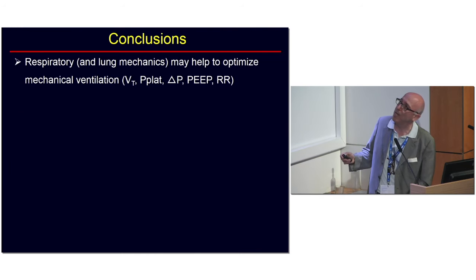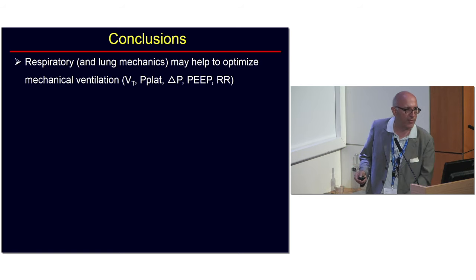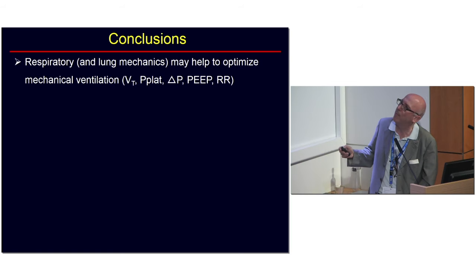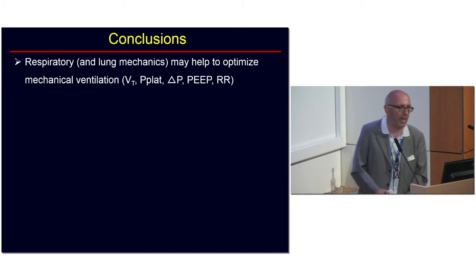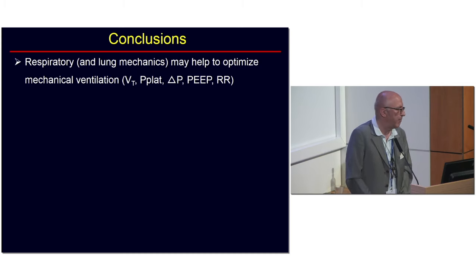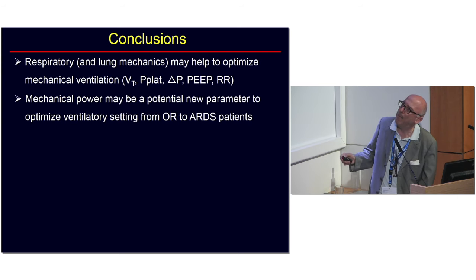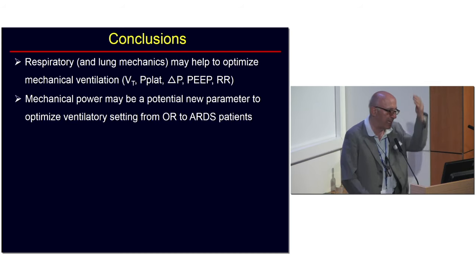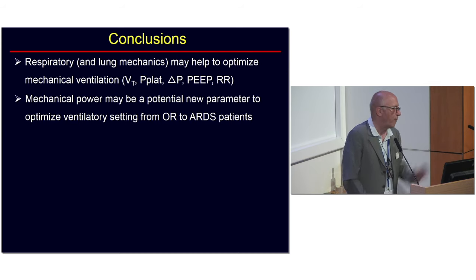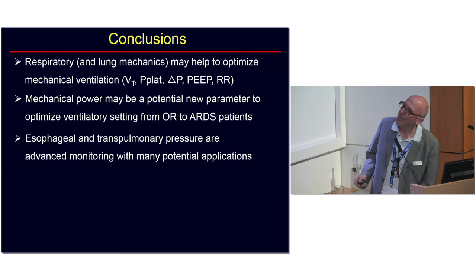So the conclusion: the respiratory mechanics and perhaps lung mechanics, but I showed you that it's very difficult to partition and to interpret data, may help to optimize mechanical ventilation: tidal volume, plateau pressure, driving pressure, PEEP and respiratory rate. And respiratory rate is the key at the moment. Mechanical power may be a potential new parameter to optimize ventilator settings from the operating room to RDS. I gave you some thresholds. Of course, this is not a randomized trial, but interesting data.